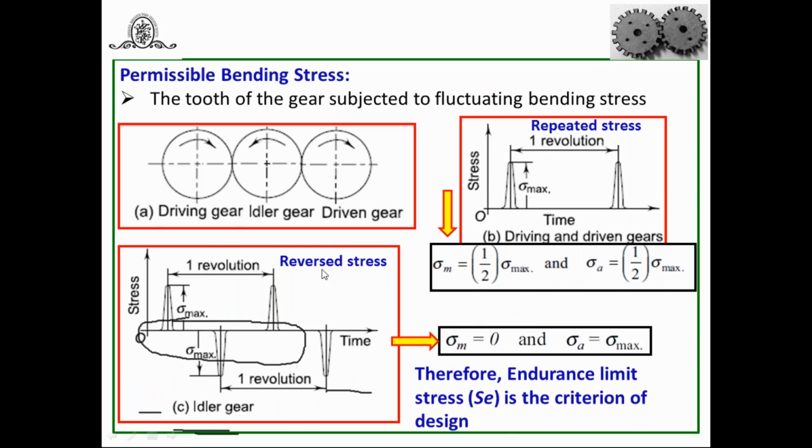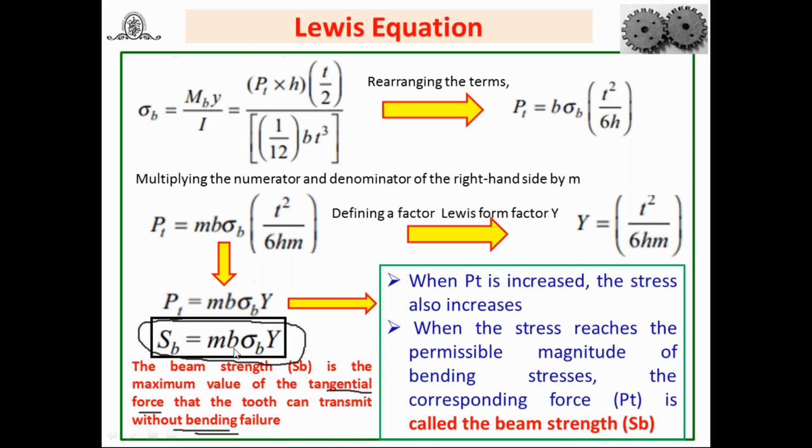Now let us see. There are some terms here. M is module, B is width, sigma B. What is sigma B? Sigma B is the bending stress.